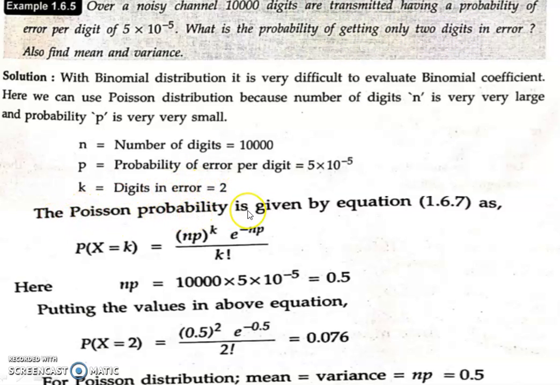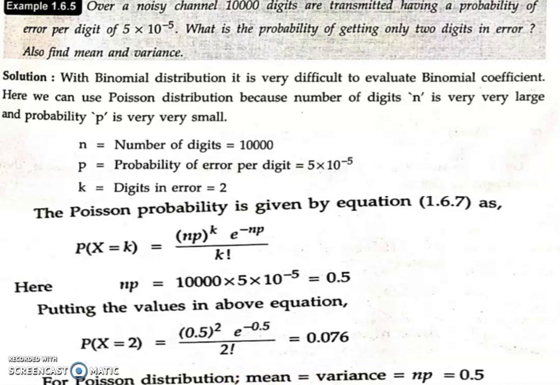We use the Poisson probability distribution equation, P of X equal to k, which is equal to (np) power k into e power minus np, whole divided by k factorial. Find out what is n into p. N is 10,000 into p, which is 5 into 10 power minus 5. You will get answer 0.5. Putting the value in the above equation, you will get 0.5 power 2 into e power minus 0.5, whole divided by 2 factorial. Calculate in the calculator and you will get the answer as 0.076.